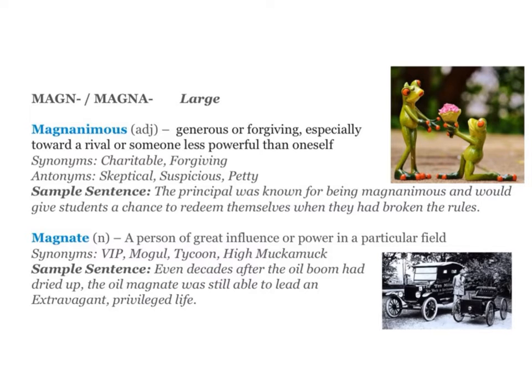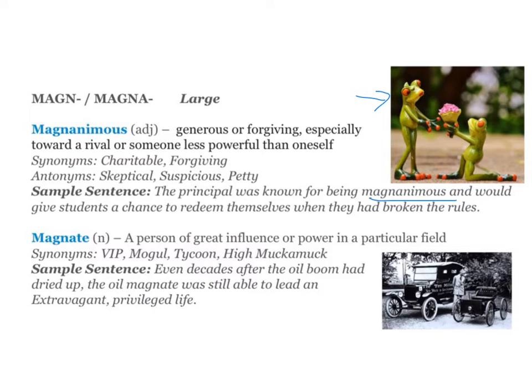Your sample sentence reads, the principal was known for being magnanimous and would give students a chance to redeem themselves when they had broken the rules. So someone might expect a principal just to punish people, but this principal is magnanimous in that he or she is forgiving and lets students redeem themselves rather than punishing them. And over here with that picture of frogs, looks like maybe that frog is asking for forgiveness, and the magnanimous frog is forgiving the other one.